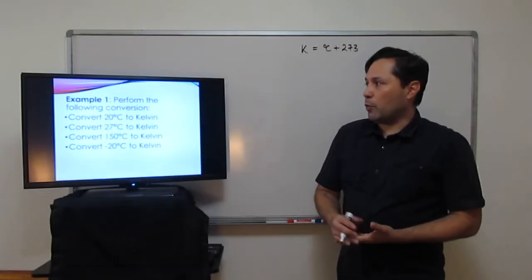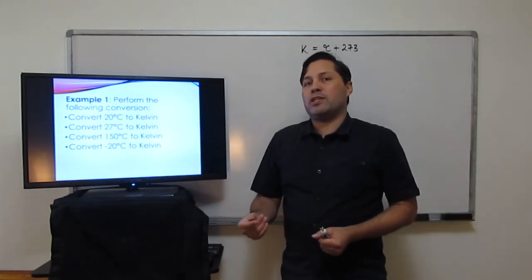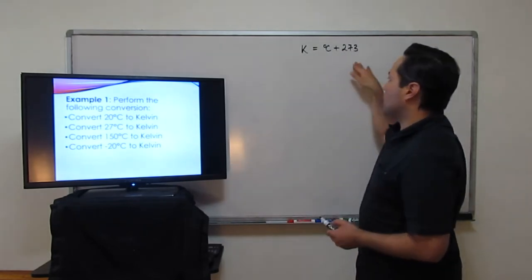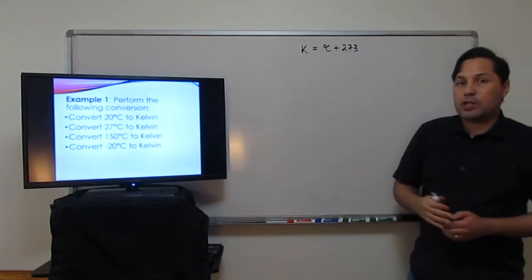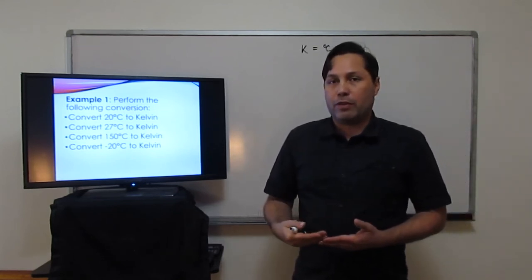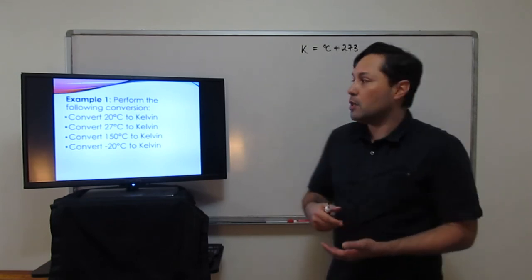In example number 1, we're asked to do the following conversions. They give us temperatures in Celsius, and they ask us to change them all to the Kelvin scale. The formula for changing from Celsius to Kelvin is very simple. You take your temperature in Celsius and add 273 to your given temperature, and that will give you your answer in Kelvin. So let's go ahead and do that.